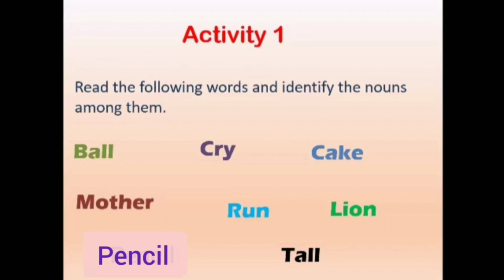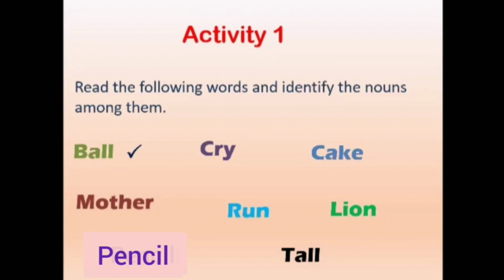Now children, we are going to do an activity. In this activity, you need to find out which all are the nouns. See, here some words are given. Let us see the first word. Ball. Is it a person? No. Is it a place? No. Is it an animal? No. Then is it a thing? Yes. So that makes it noun.